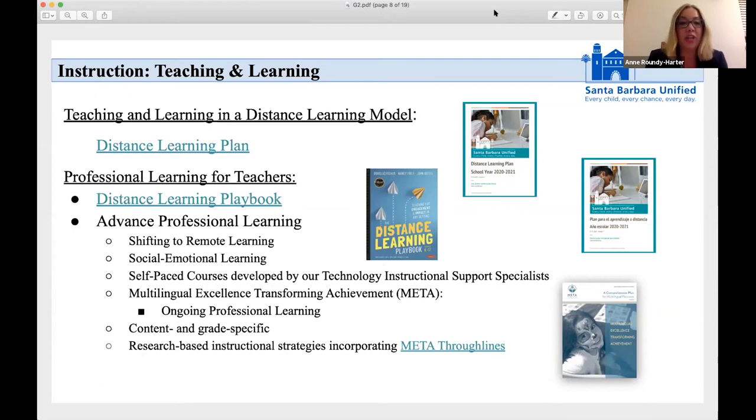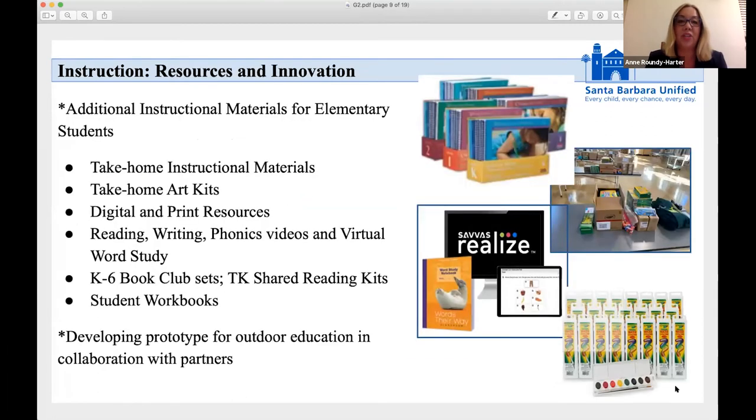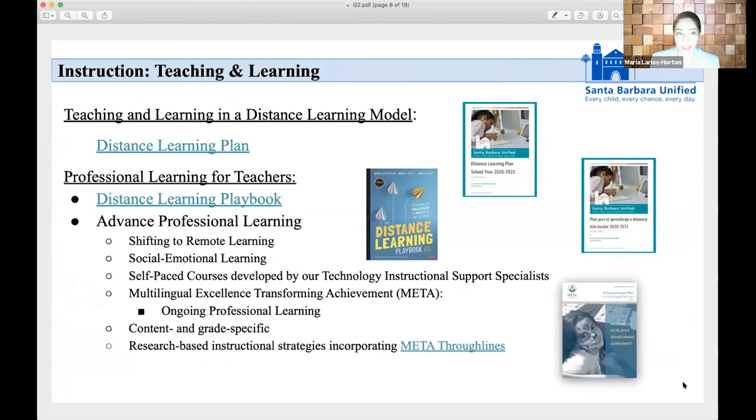So speaking of sharing information, at this time, unless there are questions from the board, and right now I can't see everybody, so I'm not sure. I only see Ms. Carey at the moment and the slide. But unless there are questions, I would like to turn it over to my colleague, Ms. Maria Larios-Horton, to share more about the Meta Three Lines work. Thank you, Dr. Roundy Harder.